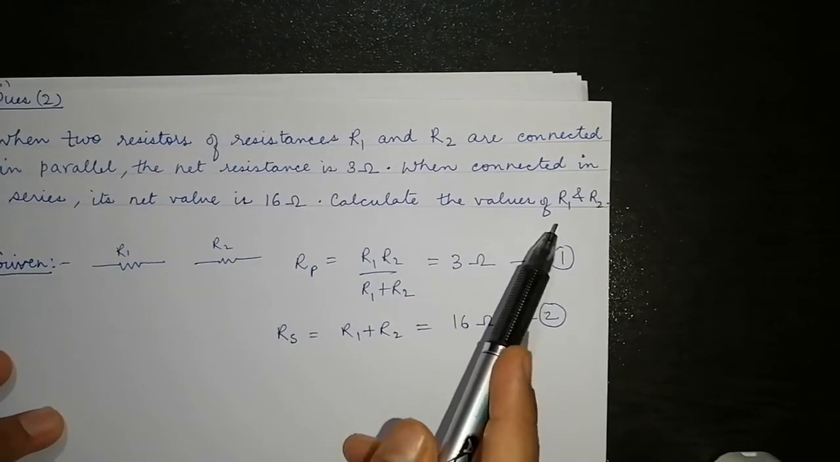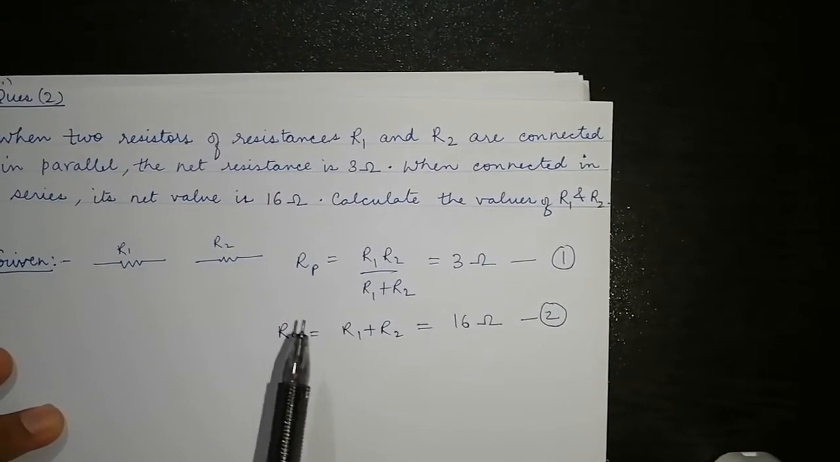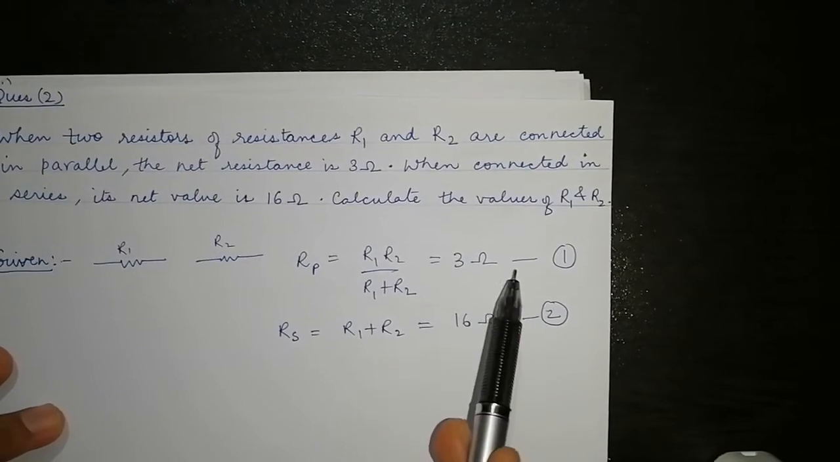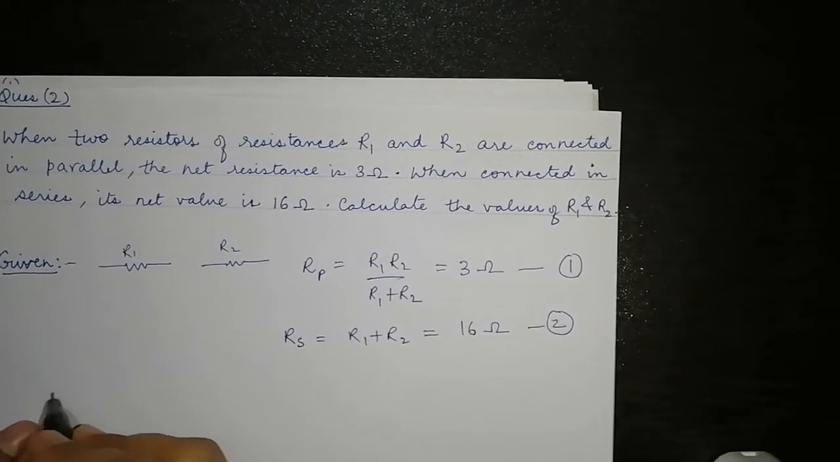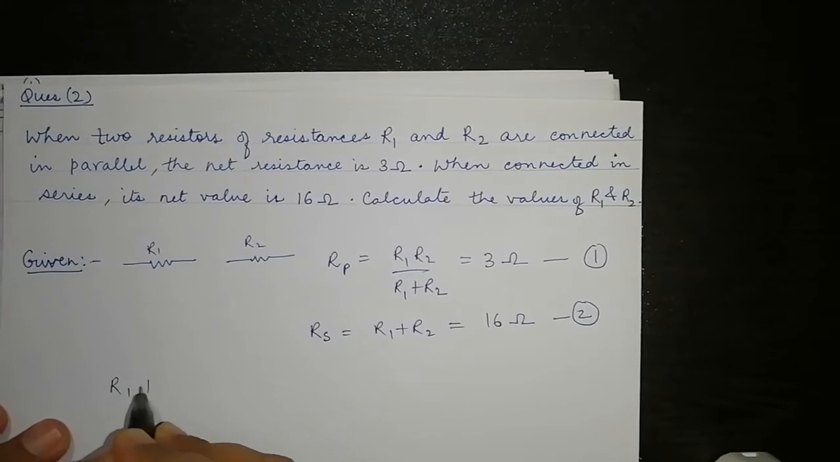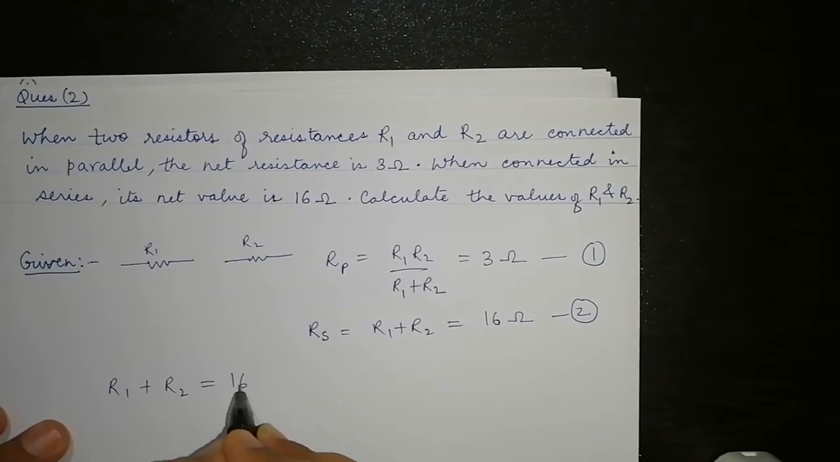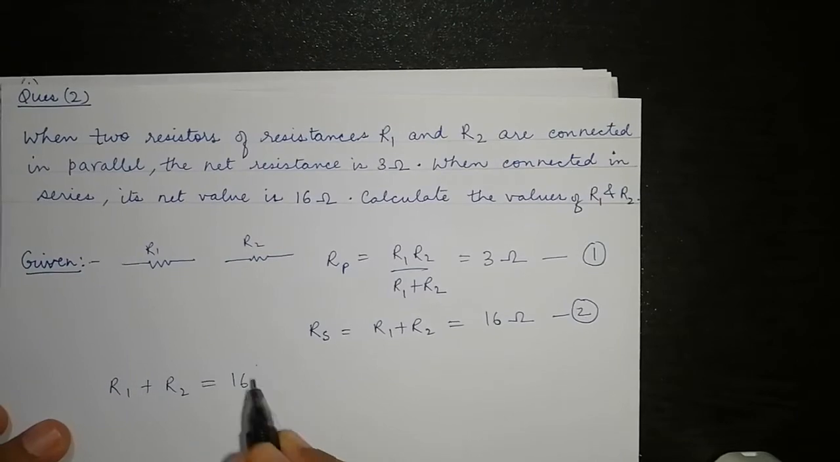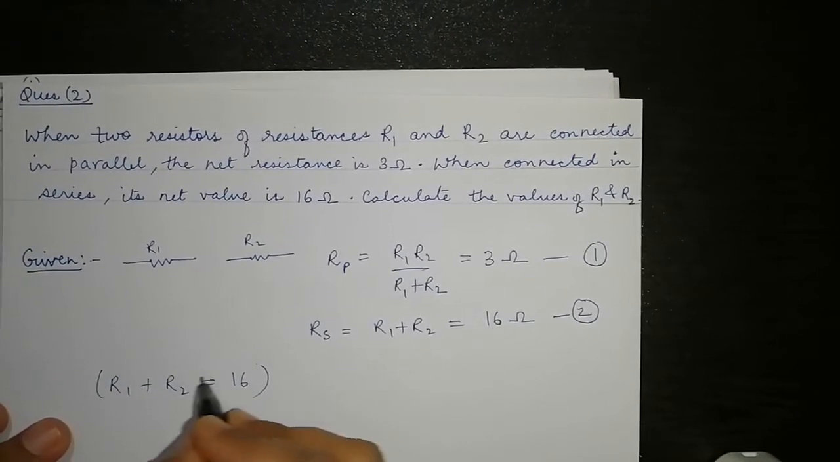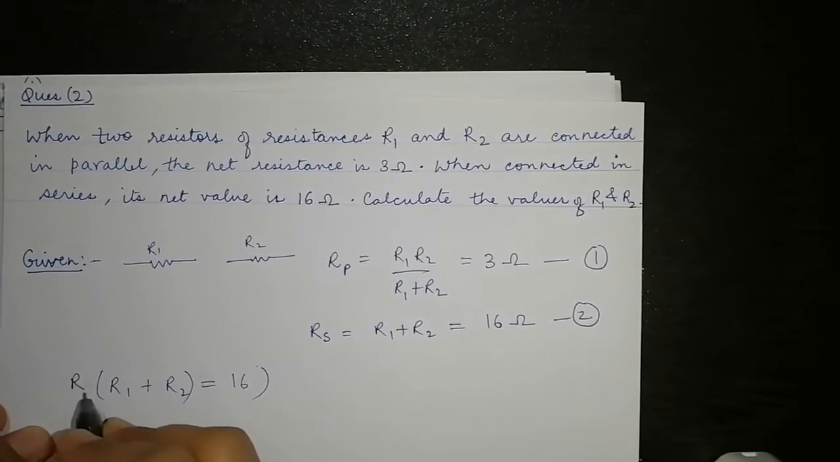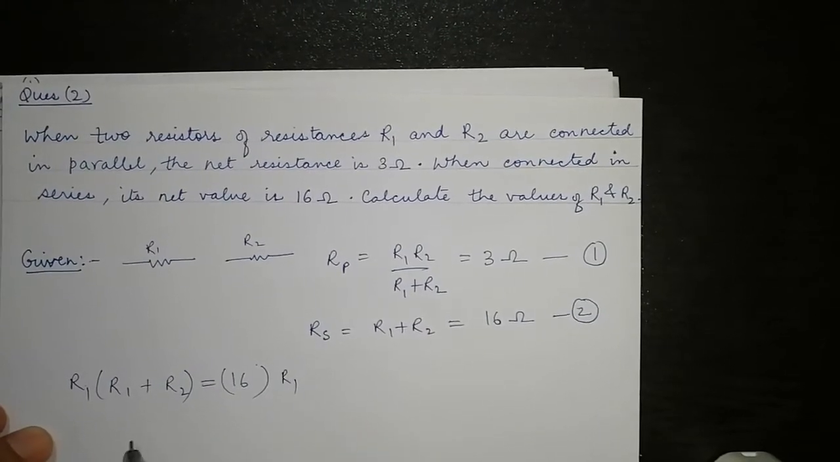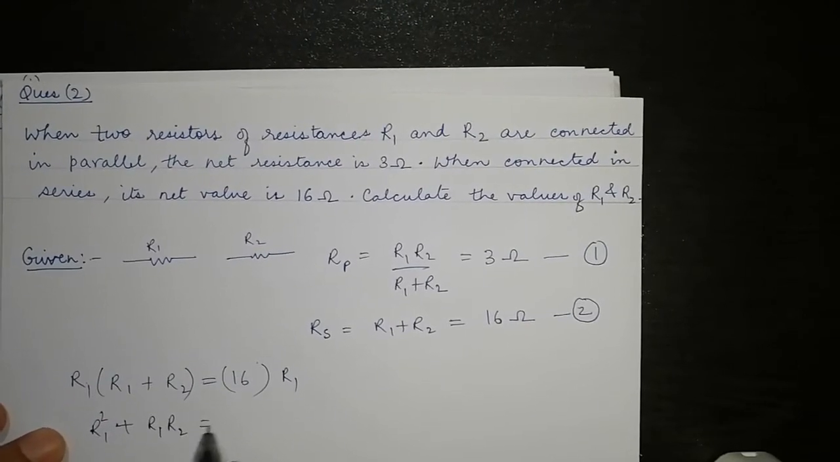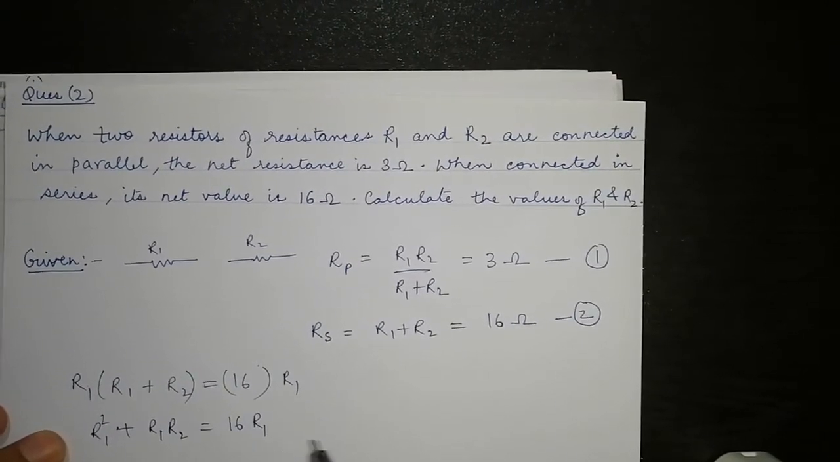Now we have to find out the values of R1 and R2 separately. So what we will do? We'll start with equation 2, that is R1 plus R2 is equal to 16. Now multiply both sides by R1. So we'll get R1 square plus R1 R2 is equal to 16 times R1.